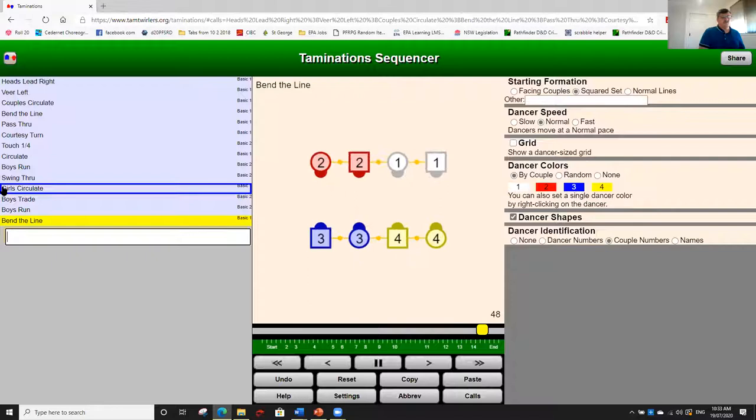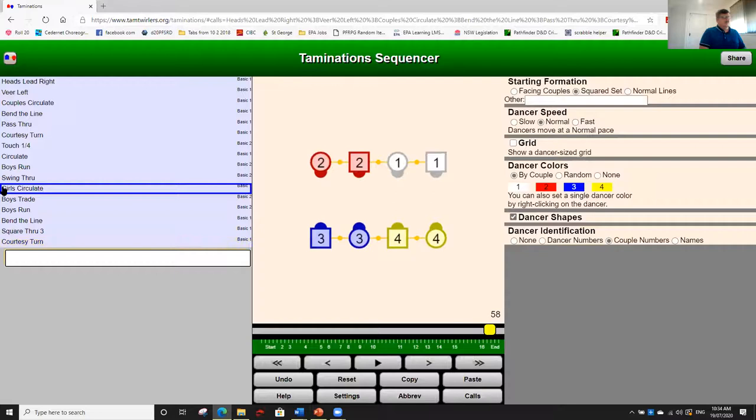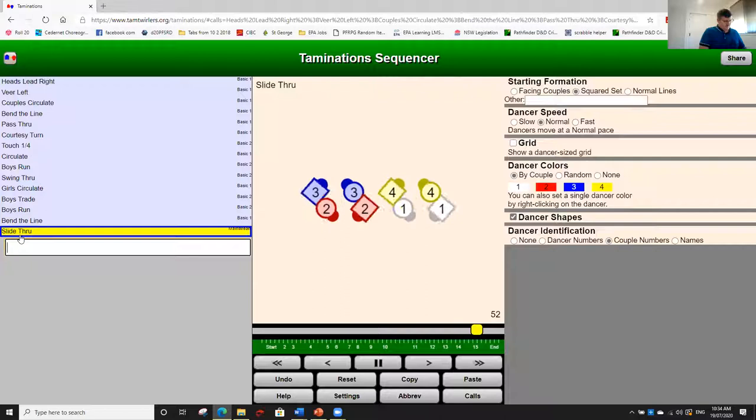I want to now finish the singing call. I can call a circle left from here, can't I? Absolutely. My singing call ended with the square through three. Courtesy turn. There was something missing out of that. Undo. It was square through. I thought it was square through four. Allemande left or, no, it was slide through. Slide through, square through three.